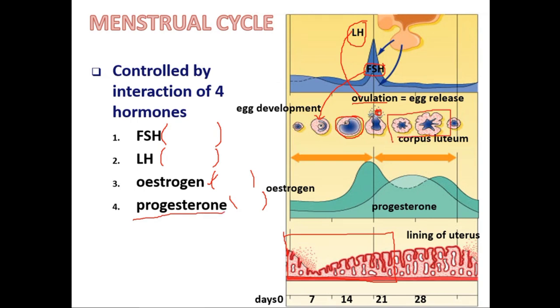It's in the ovary, okay? Estrogen comes from the Graafian follicle. There's the Graafian follicle over there. Let me just do that. There we go. And where is the Graafian follicle? It's in the ovary. Okay.